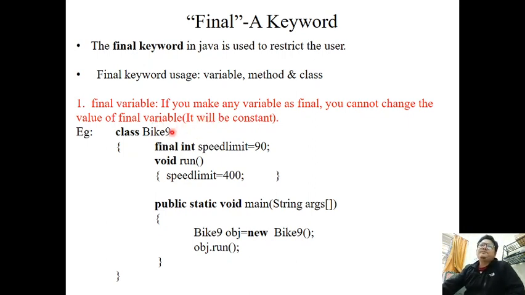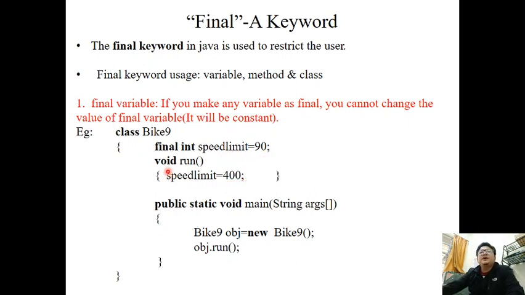Suppose let us consider the example. There is a class called Bike9 wherein you have the variable speedlimit, which is of type integer and has been declared as final. Final is a modifier. So: final int speedlimit = 90. Whenever you declare any variable as final, you cannot later on update the value of the speedlimit.